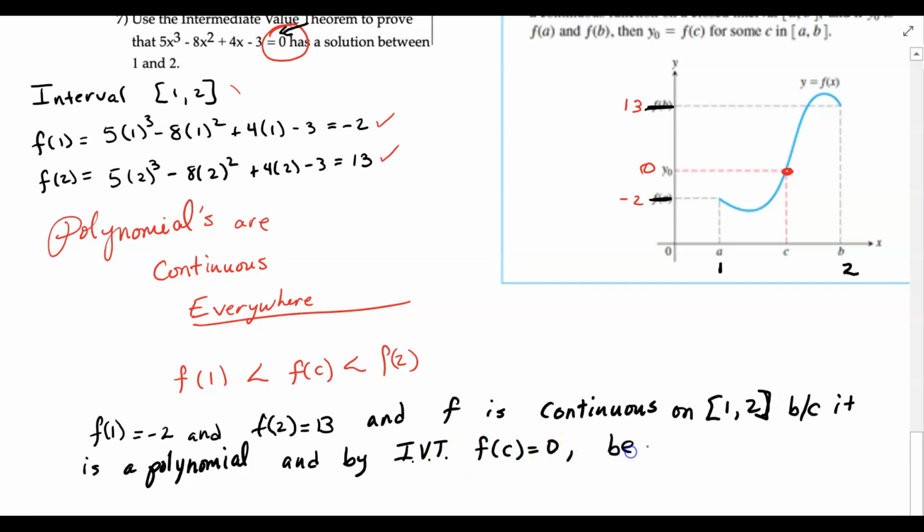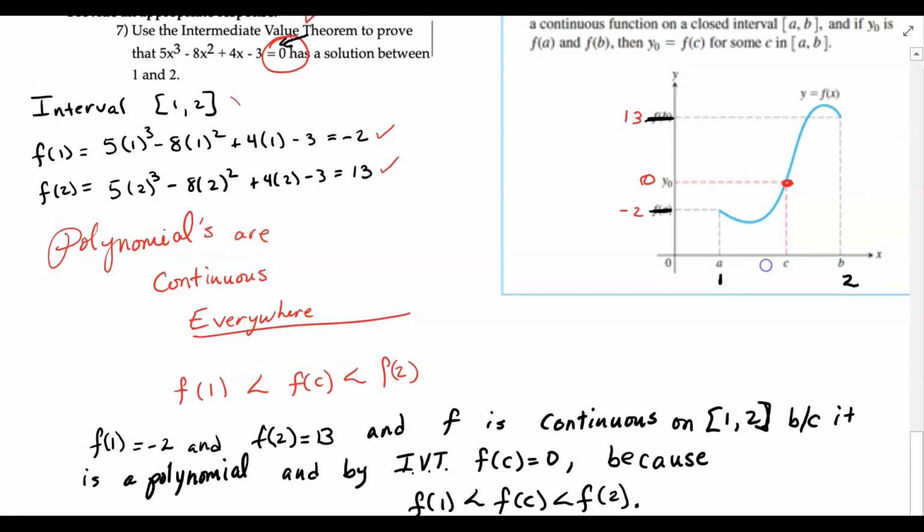And we continue with the inequality that I had already written, and we say because there is some f of c between f of 1 and f of 2, there has to be some place where f of c equals 0, because it crosses from -2 to 13, in other words. So that's just a really nice little example of the intermediate value theorem, and the accompanying diagram here really helped us out.